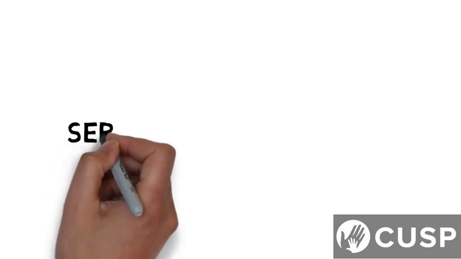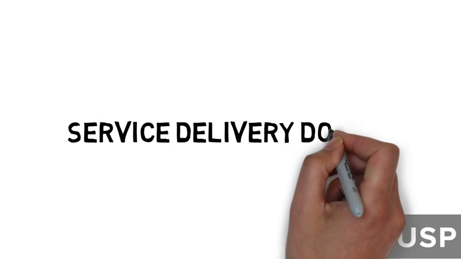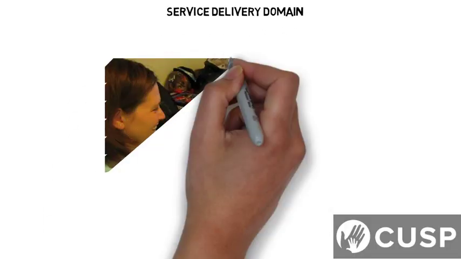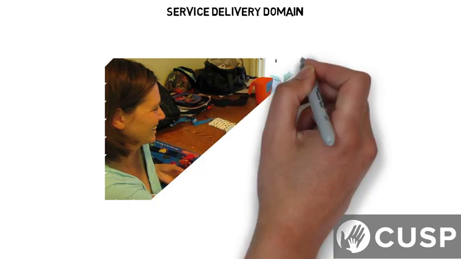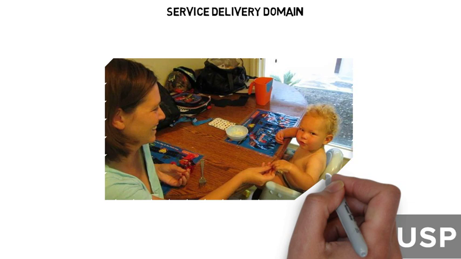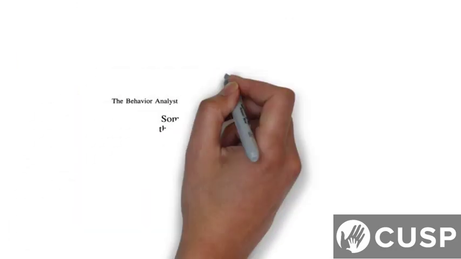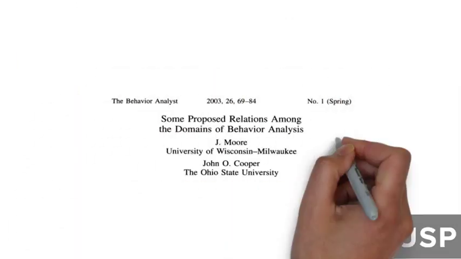Research from the applied domain is then used to develop interventions for specific individuals. This is the service delivery domain. In this domain, the focus is on the desired outcome, and A/B experimental designs are often used. For example, we can use the applied research on schedules of reinforcement and functional communication training to design a specific treatment package for your client. You can read more about the 4 domains in Moore and Cooper's 2003 article published in the Behavior Analyst.